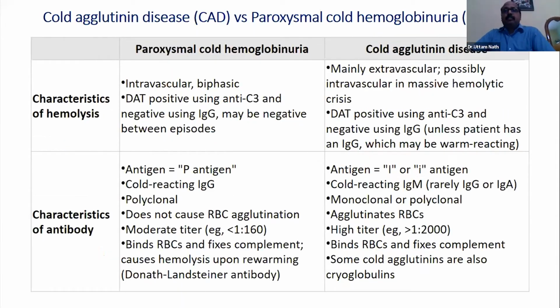The hemolysis in cold agglutinin disease is mainly extravascular, but it can rarely be intravascular if there is massive hemolytic crisis. We have already discussed the DAT findings in these conditions. In PCH, hemolysis is mainly intravascular, and the target antigens are different, as I have mentioned. In lymphomas, the antibodies are usually monoclonal in cold agglutinin disease, like NHL. However, in viral infections, mycoplasma, these are usually polyclonal antibodies.